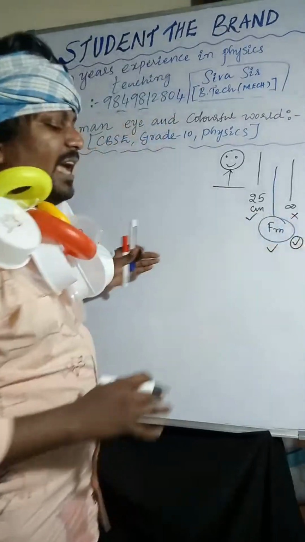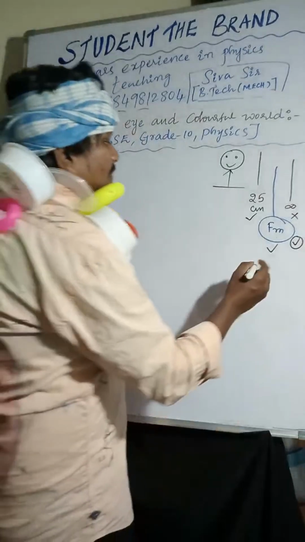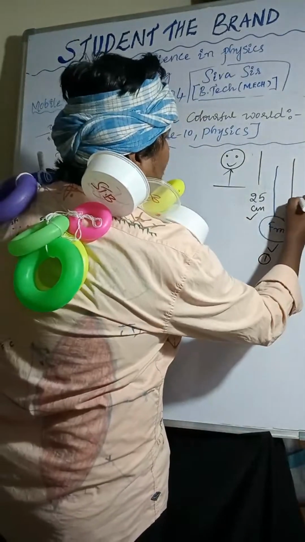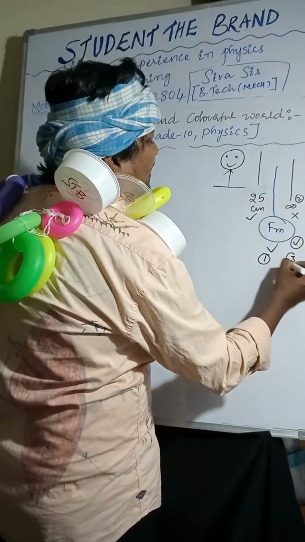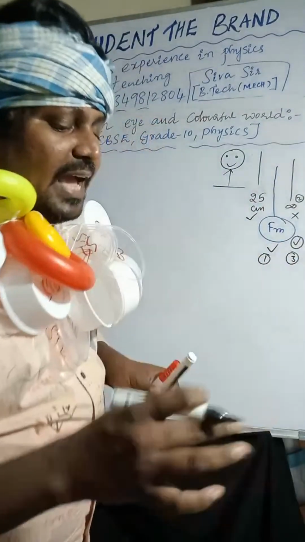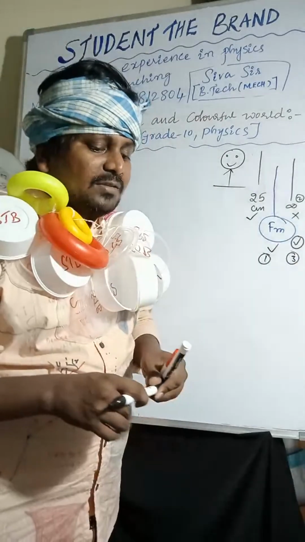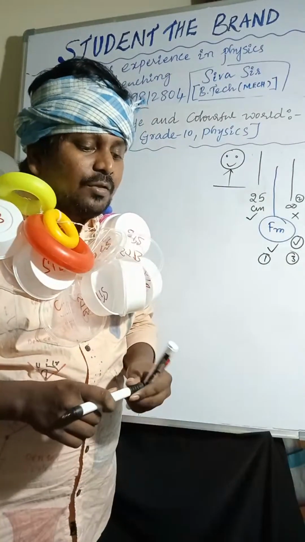So those three diagrams you draw, that's enough. Point number one, the far point. Point number two, where the light rays are coming from infinity, how it will be. And the third one is the correction. Those three diagrams I will draw. You can see those three diagrams.